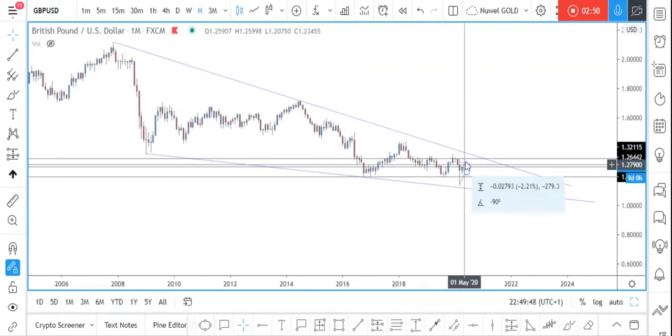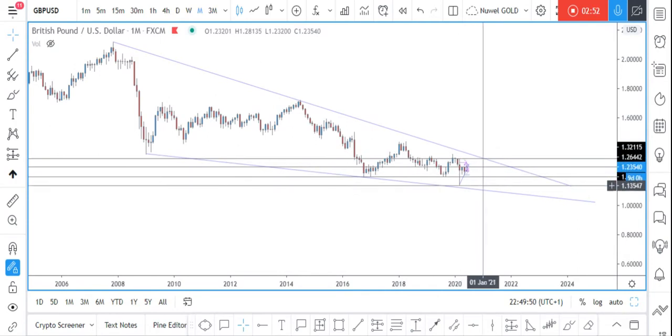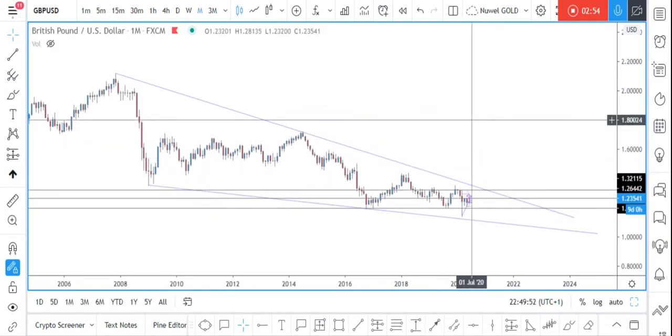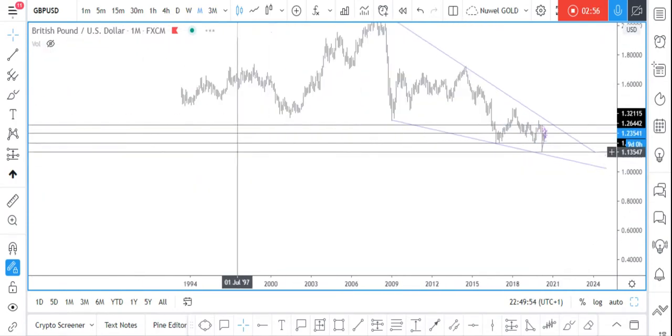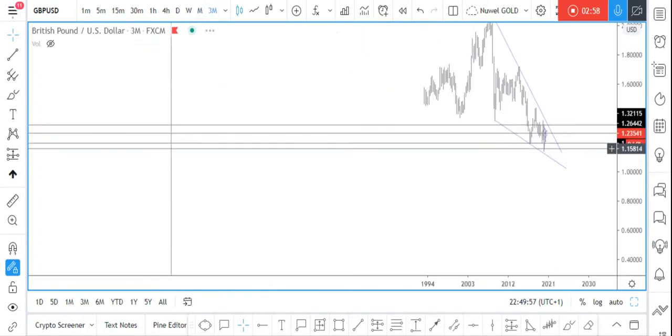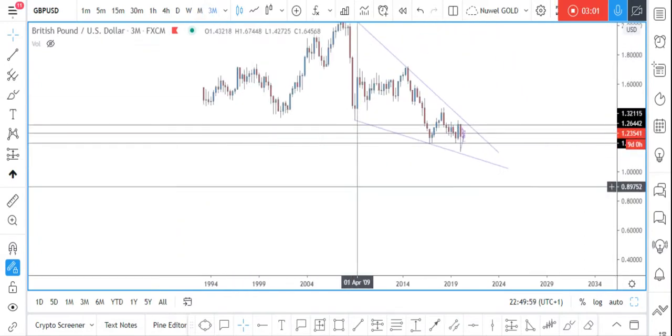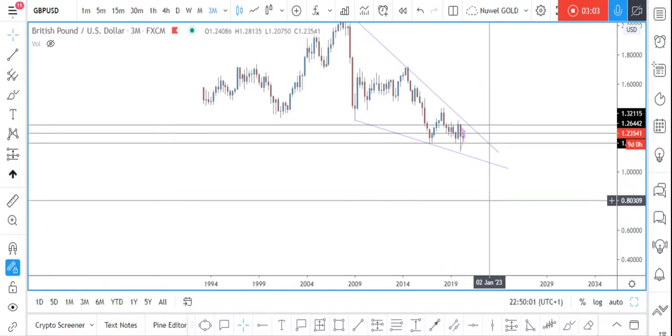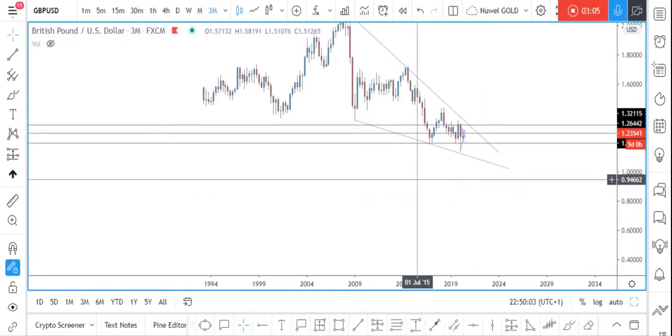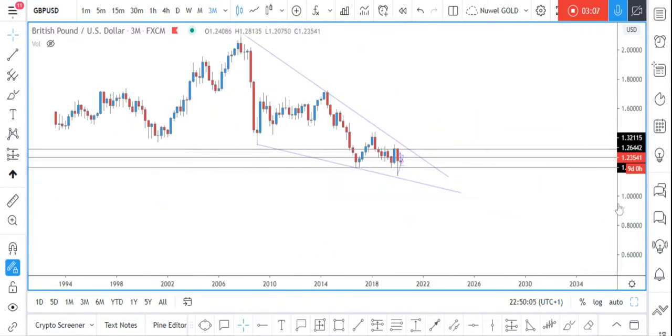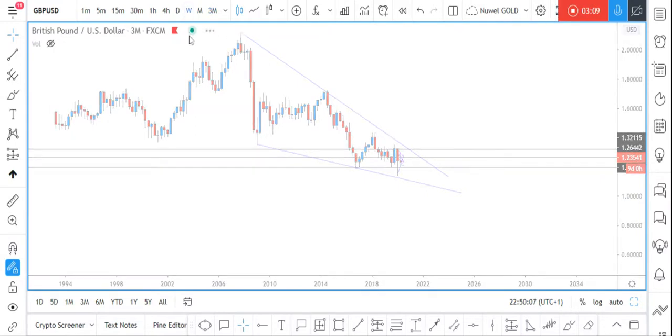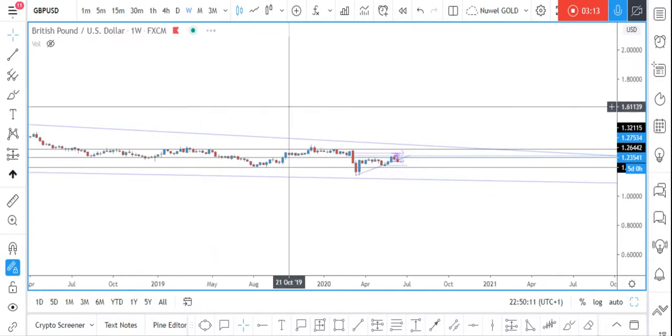So 1, 2, maybe we come back up for a third touch, come back down again. They'll just have to break out in either direction, whichever direction we break out. That's it for the price. If we break down here, then maybe we can fall down to as low as 1.00 if we do break down below.